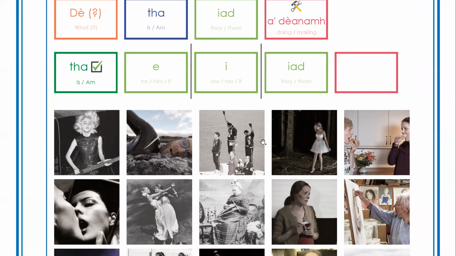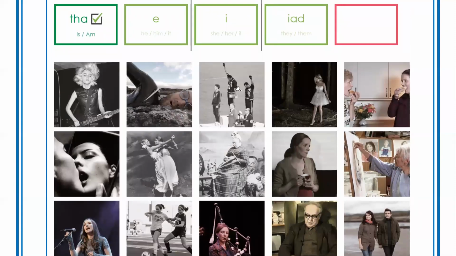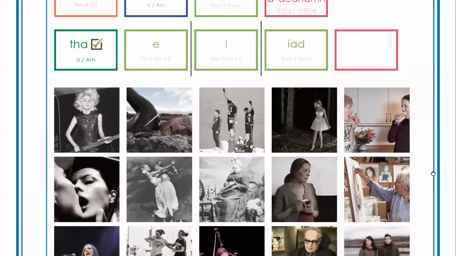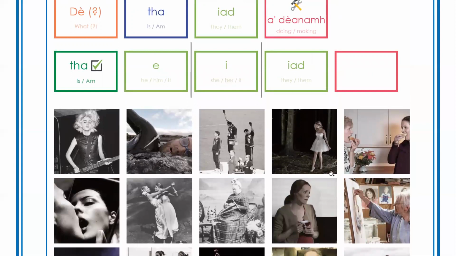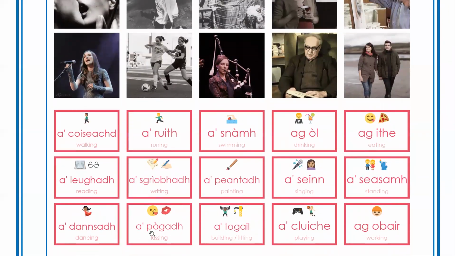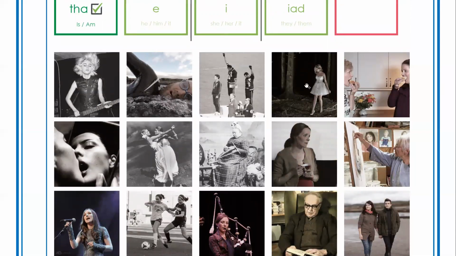Je ha iad a dèanamh. Ha iad excessive. Je ha i a dèanamh. Ha i a dansig. She is dancing. Je ha i a dèanamh. Ha i a dansig.